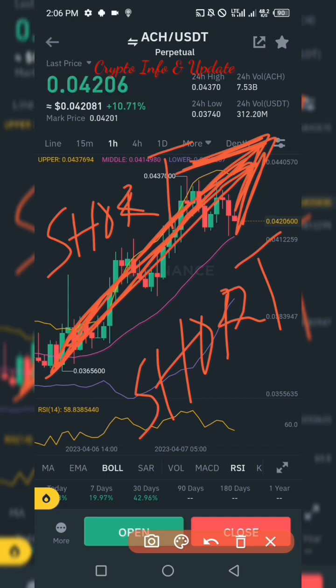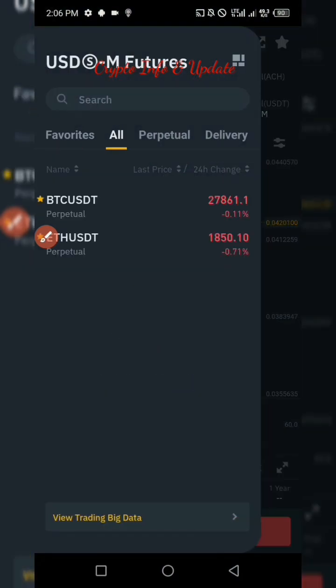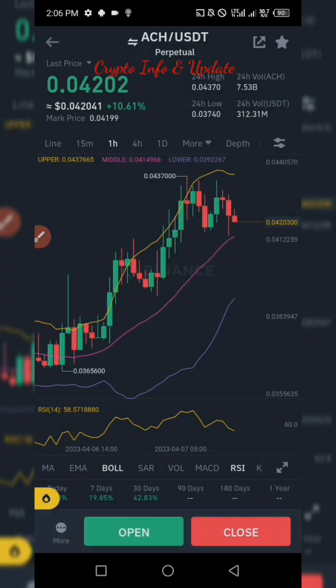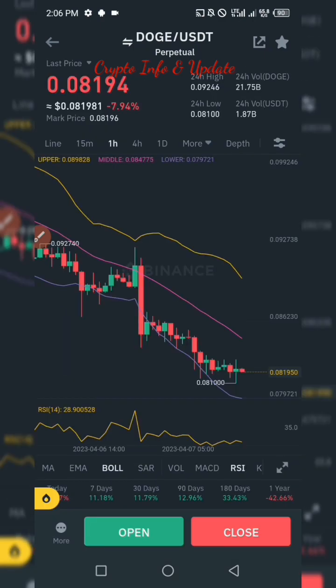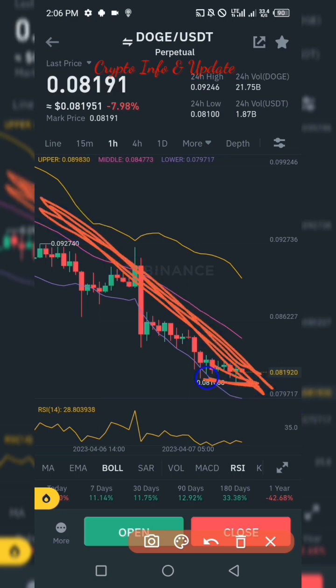All right. Then let's check out Dodge's chart. Let's check the chart for Dodge. Okay. You see the chart for Dodge. Can you see it? You see the way it's sloping downwards. So this is a downtrend, right? You see the way the price slopes downward. This is a downtrend, right?